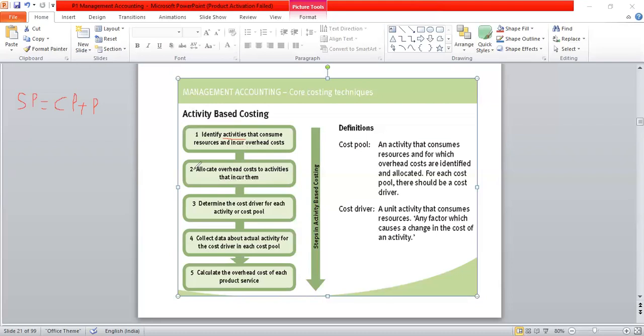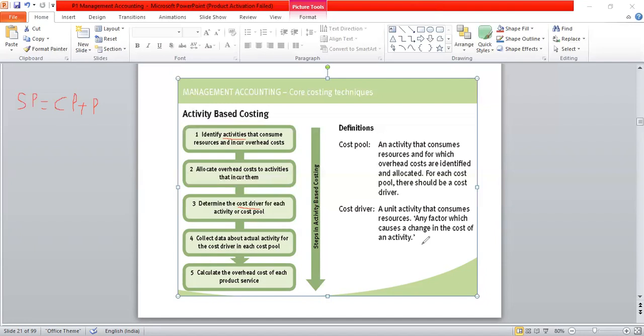So here we should understand that after the activities are identified, the next step is that for every activity there should be a cost driver which has to be identified. What is a cost driver? There is a definition given: a cost driver is a unit activity that consumes resources, any factor which causes a change in the cost. No matter what the definition says, I'll put it in simple terms. Cost driver, you can take it as the basis of apportionment.